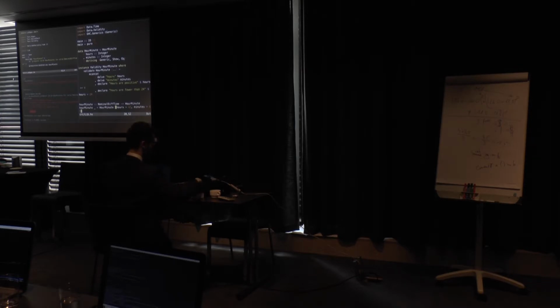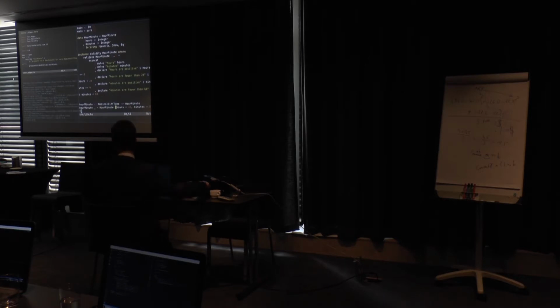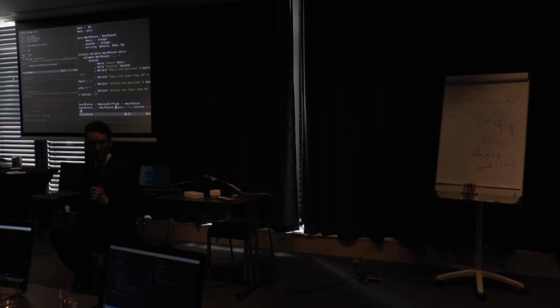But we're not done. We want to do something similar for the minutes. So we say declare minutes are positive, and declare minutes are fewer than 60. Now we have a nice custom validity instance. Does this make sense?